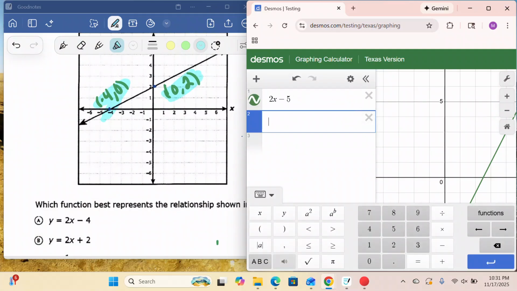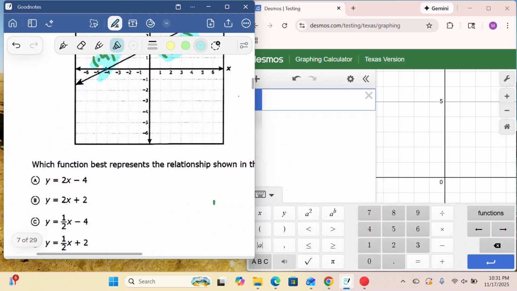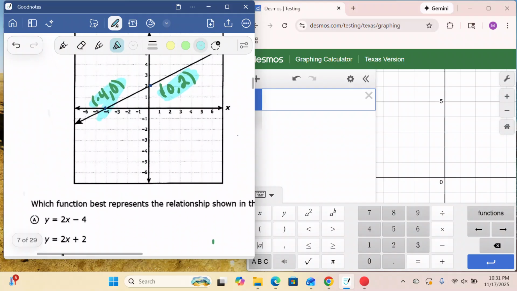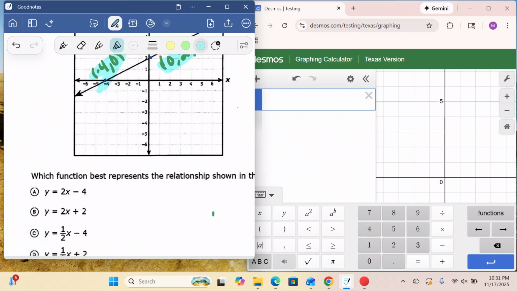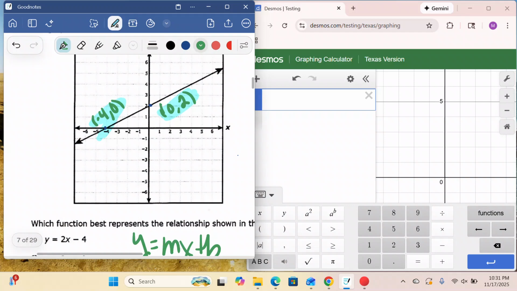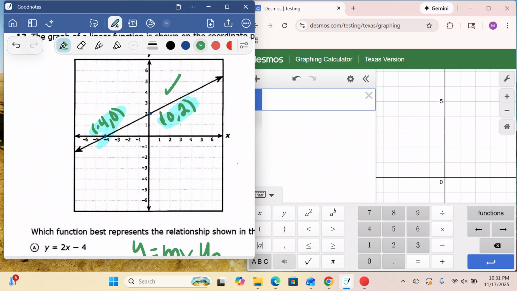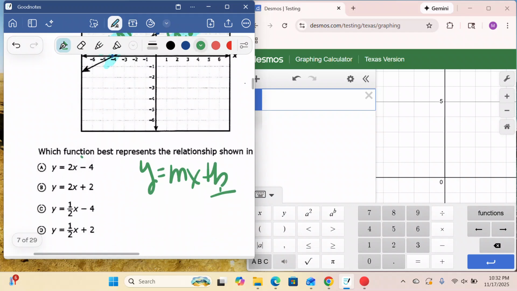Do I have to put y? No, I don't. I don't have to put y, but if you want to put y, you can go ahead. Right here, I do have my y equals to negative 2x minus 4. Remember, if I know my y equals, and I'm going to go ahead and write it in, y equals to mx plus b. I already know that the b is my y-intercept. My y-intercept is 2. And if I look at my y-intercept, this one is not 2, that is wrong, and this one is not right because it is negative 4.